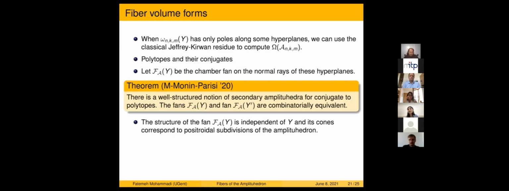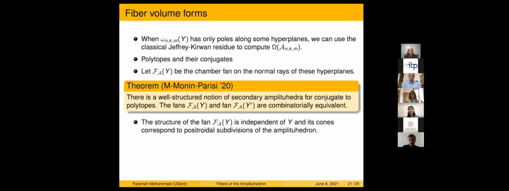Okay, but to show that this is well defined, so this is a well-defined secondary fan, we have to take somehow different points in the amplituhedron, and then compare the combinatorial structure of this fan that we constructed. And then you see that these are combinatorially equivalent. And that's what I mean by having a well-structured notion of secondary amplituhedron.